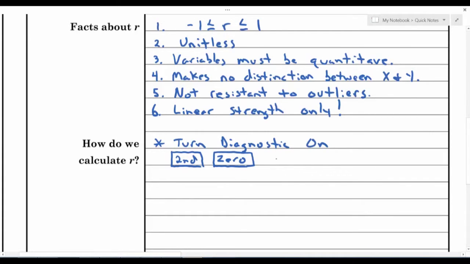Then you will hit the X inverse key. It's on the left-hand side of your calculator. Then you'll scroll down. And then you will hit enter where it says diagnostic on. One word, they string it together, diagnostic on, you'll hit enter.